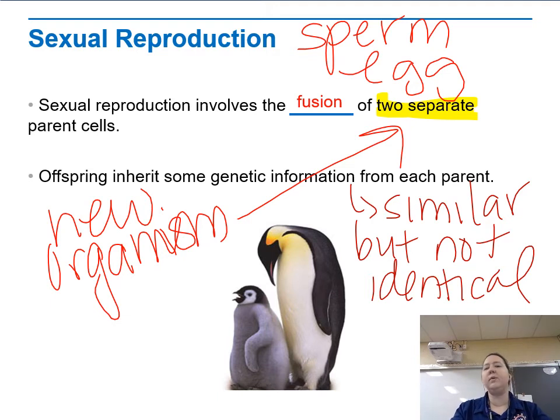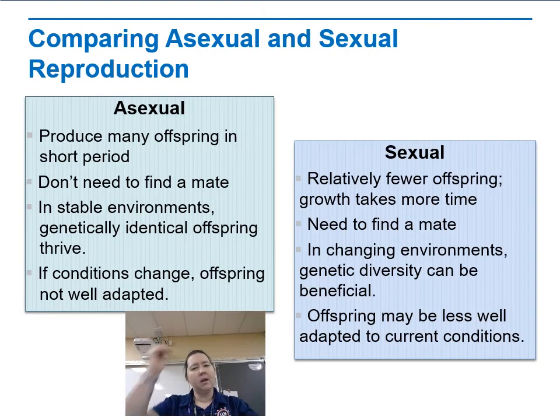We look similar but not identical to our parents, brothers, sisters, cousins, aunts, uncles, grandparents, whoever you may be biologically related to. You are going to look and behave similar to some of them but not identical. So sexual reproduction requires two separate parent cells, where asexual reproduction only requires one. Asexual reproduction can produce a lot of offspring in a short period of time. They don't need a mate.